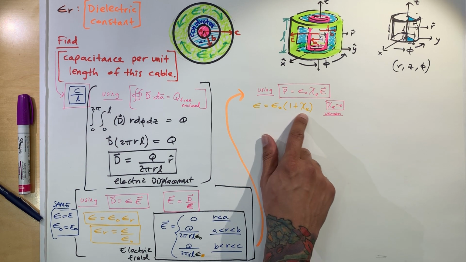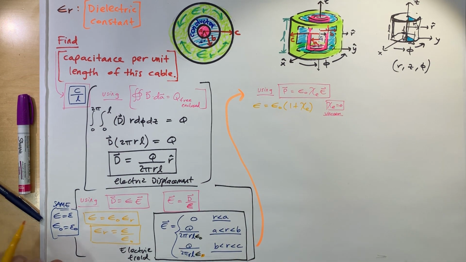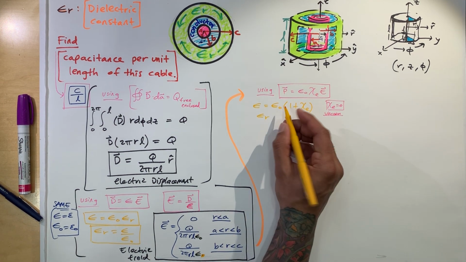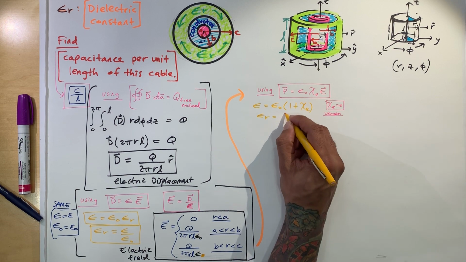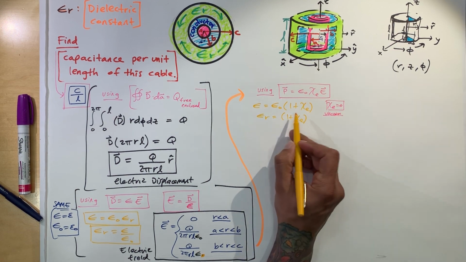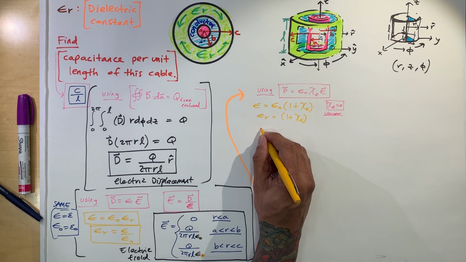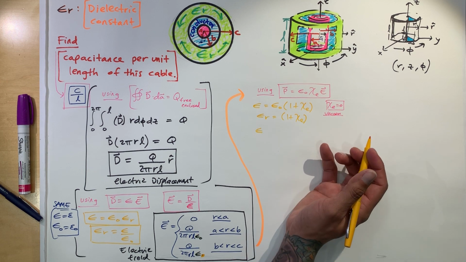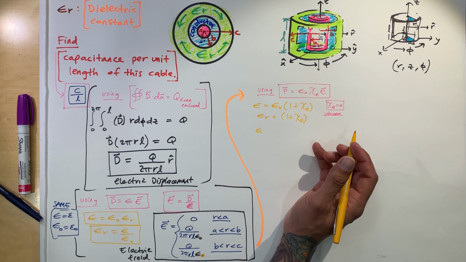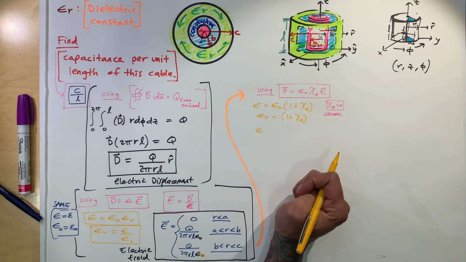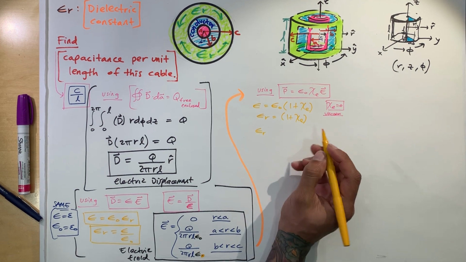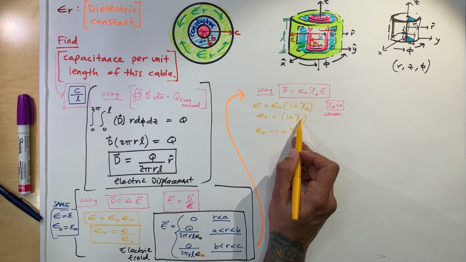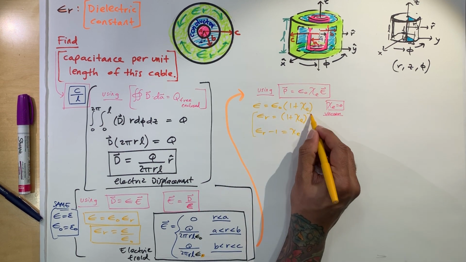Okay, so keep in mind that this is the full equation. And let's write, okay, so epsilon R is equal to 1 plus chi E, which is this part. So really, we have epsilon R minus 1 is equal to chi E. Let's solve for this chi from this problem. So we'll leave these two together.